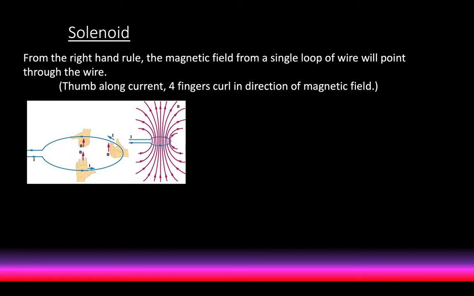From the right-hand rule, the direction of the magnetic field from a loop of wire will point through the loop. Just have your thumb in the same direction as the current. If the current is flowing this way around the wire, inside the loop the magnetic field will point upward. Magnetic fields have no beginning or end, so the magnetic field here will be pointing up, and it'll go up and around, wrapping around the wire.